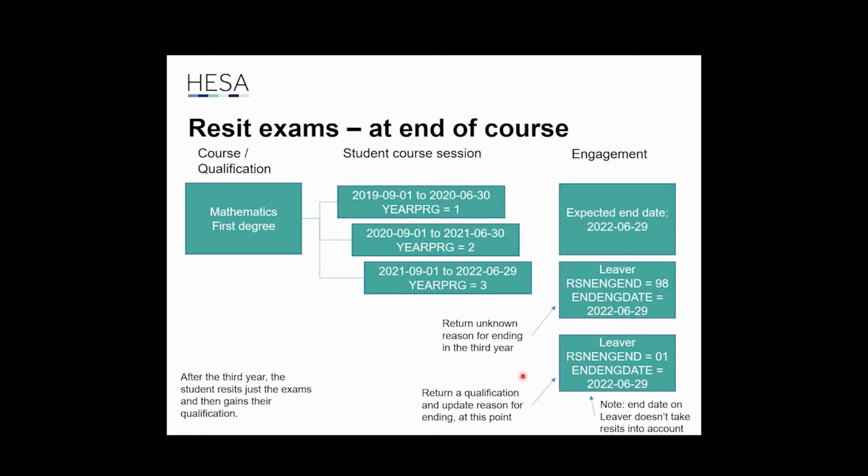What would then happen is hopefully the student will take the exams again, actually get the qualification they wanted. And so you would return the leaver entity again with an updated reason for engagement end to say that they've got an award, and return the qualification awarded to tell us what that award was. And then we know the student has finished. You will notice the end date here doesn't take the resits into account because it's only the exams they're resitting, and the student isn't actually redoing any parts of the course again. You wouldn't actually update the end date in this example.